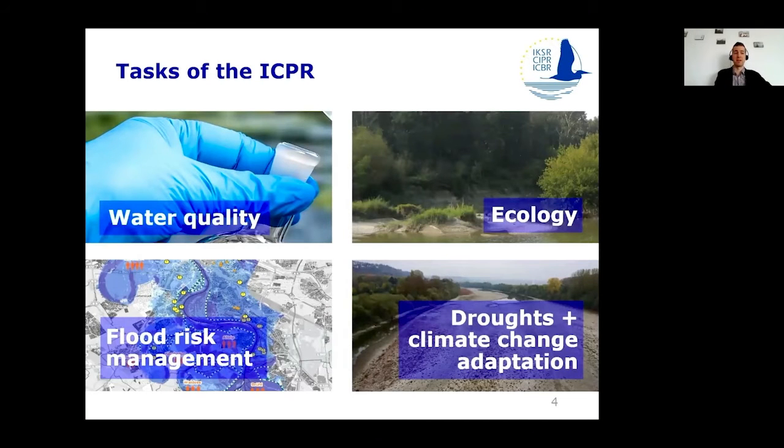So the ICPR is today responsible for the international coordination of water quality, ecology topics, flood risk management, low water events, and climate change adaptation. You could say actually all water related tasks except shipping, because there is another commission for river navigation.